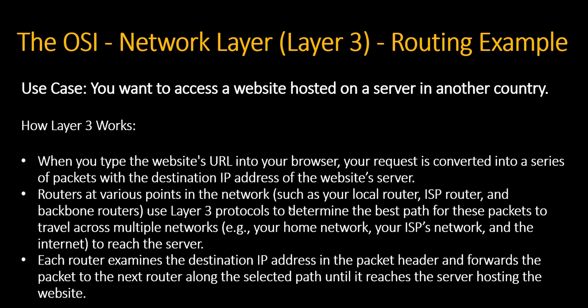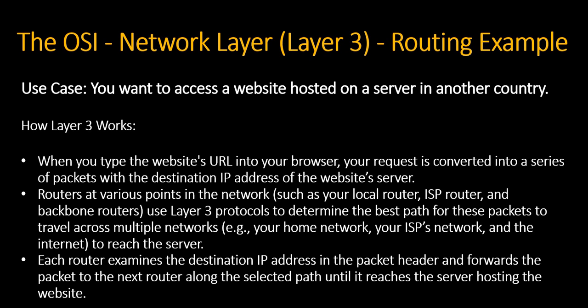Routers at various points in the network, such as your local router, ISP router, or backbone router, however many routers you have, use layer 3 protocols to determine the best path for these packets to travel across multiple networks, for example your home network or Wi-Fi, your ISP network, etc., to reach the server. I mean, how you are going to connect to the internet.